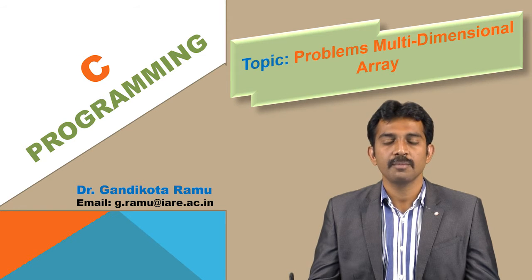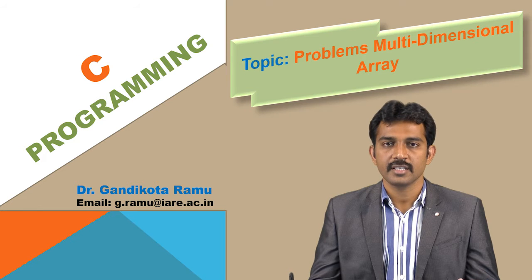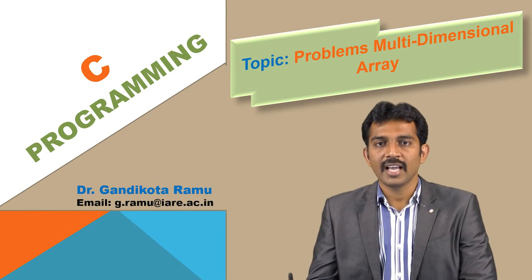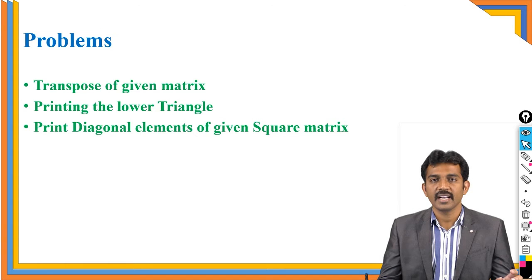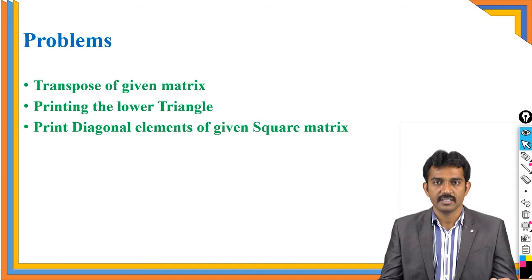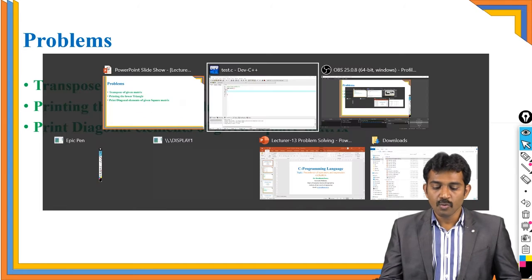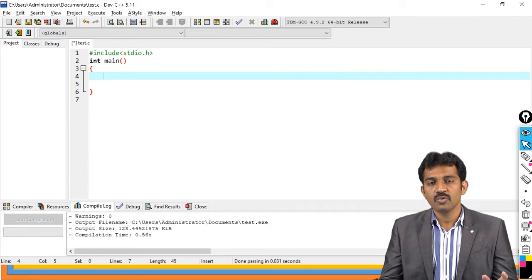Today we are going to see problems on two-dimensional arrays. In today's class we are going to concentrate on transpose of a given matrix, printing the lower triangle of the given matrix, and printing the diagonal elements of a given matrix. First, we will see how to read the matrix, and next we'll perform the given operations on the matrices.